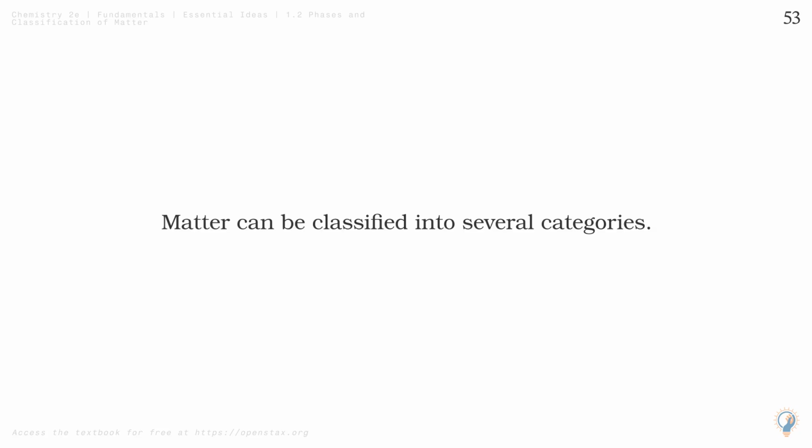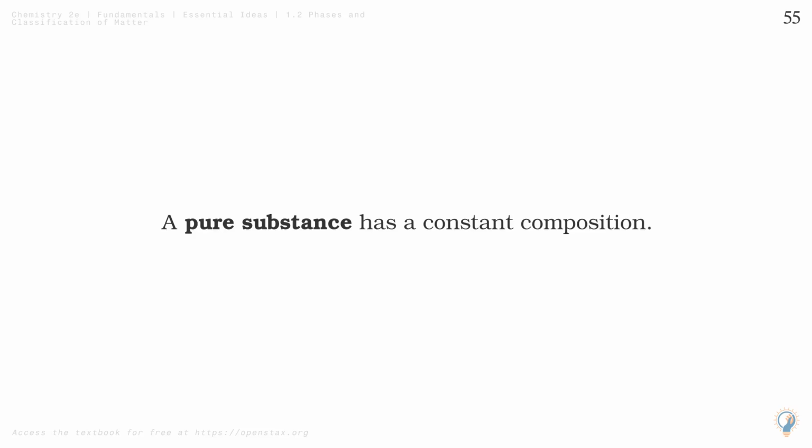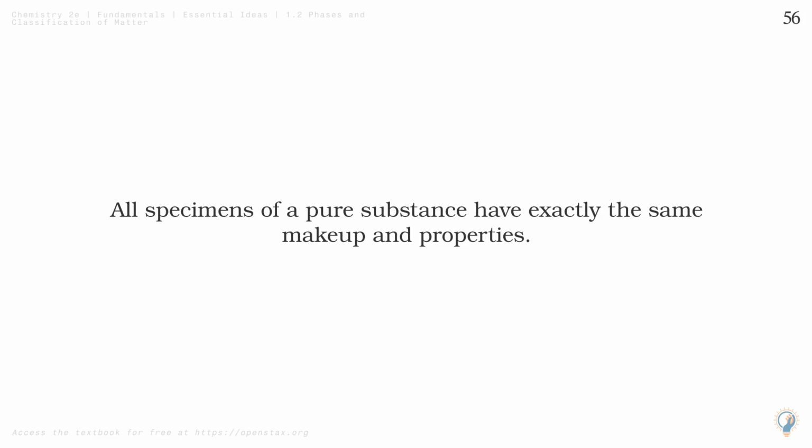Classifying matter. Matter can be classified into several categories. Two broad categories are mixtures and pure substances. A pure substance has a constant composition. All specimens of a pure substance have exactly the same makeup and properties.